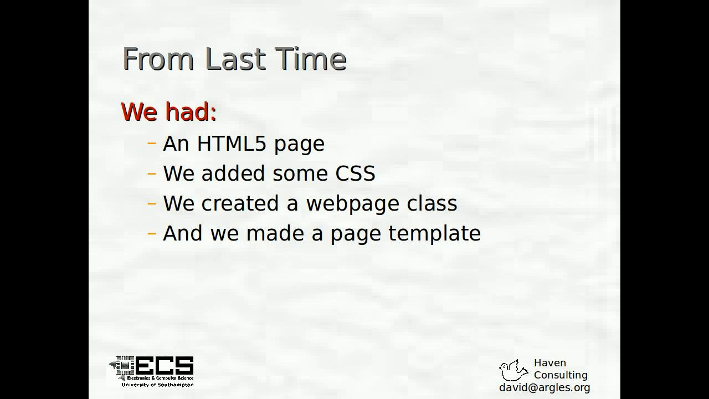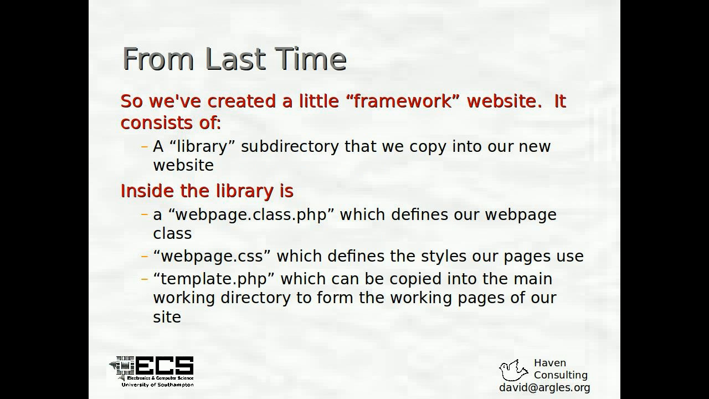So from where we've got to with developing our little mini framework, we had an HTML5 page, we added some CSS, we created a web page class, and we made a template. So we've made ourselves a little framework website which consists of a library subdirectory that we copy into our new website. Inside the library is a webpage class.php which defines our webpage class, a webpage CSS which defines the styles that our pages use, a template.php which can be copied into the main working directory to form the working pages of our site.